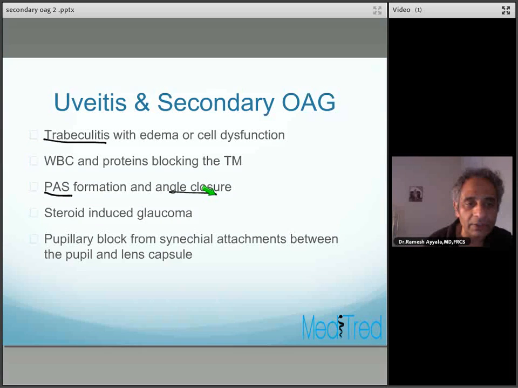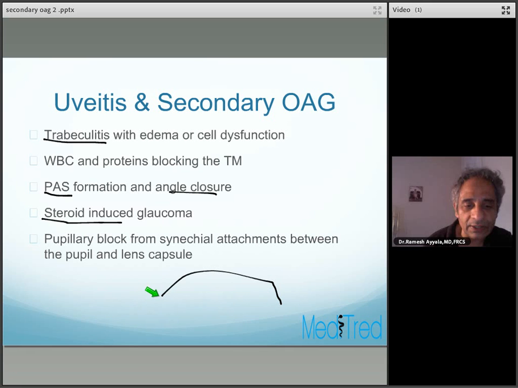elevated intraocular pressure. The treatment for uveitis, often the first line of treatment is steroids, and if the patient happens to be a steroid responder, this in itself can cause the pressure to go up. And so you have to discern whether the elevated intraocular pressure is steroid induced from the treatment or as a result of uveitis itself. Pupillary block from synechial attachments between the pupil and the lens capsule, and should this happen, you will notice that these patients will develop iris bombe.